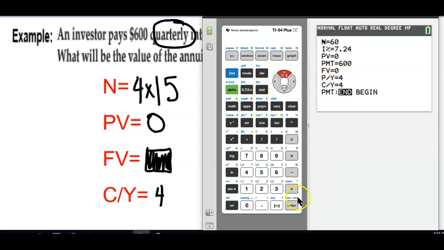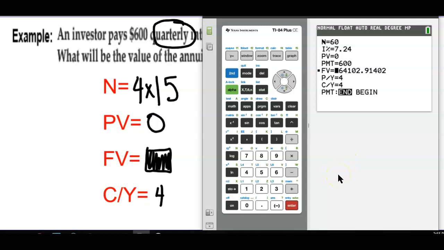I don't know about you guys, but I always wondered why it said solve down here. Well, this is the day you finally get to use that solve feature. We are going to say alpha, while we are in this box, the future value, we're going to say alpha, enter, and it's going to come up with a number.